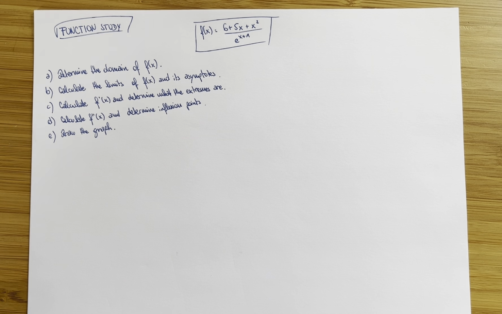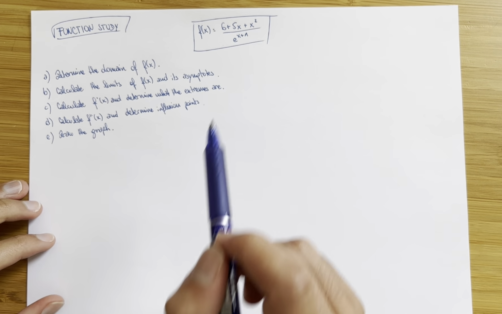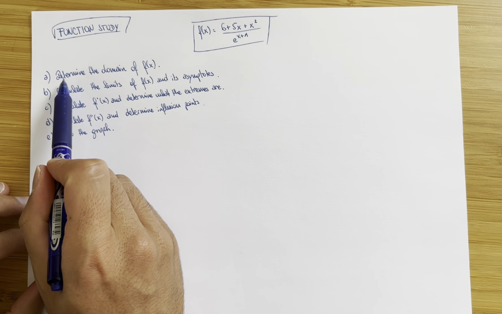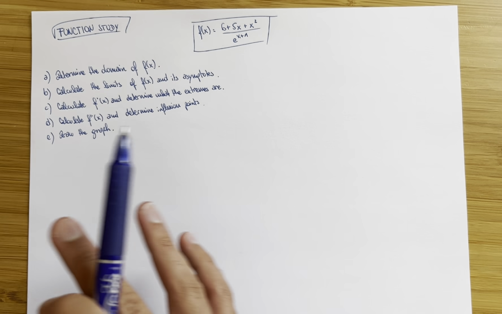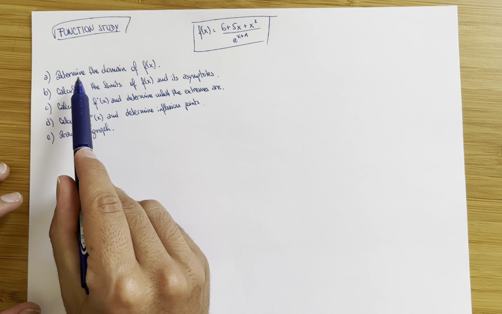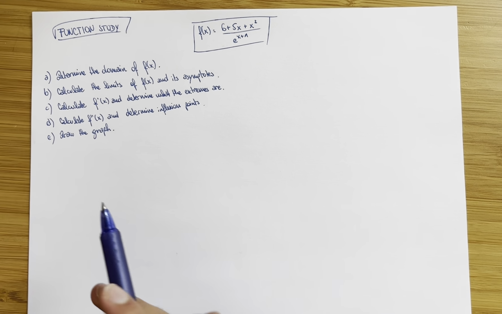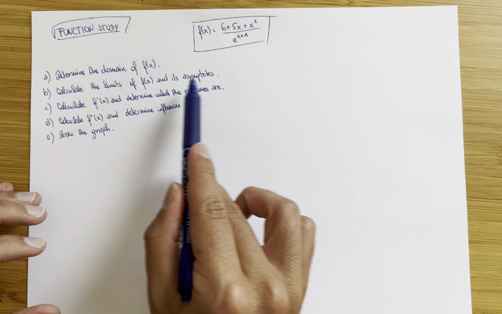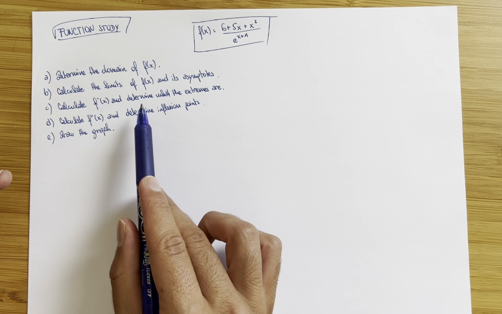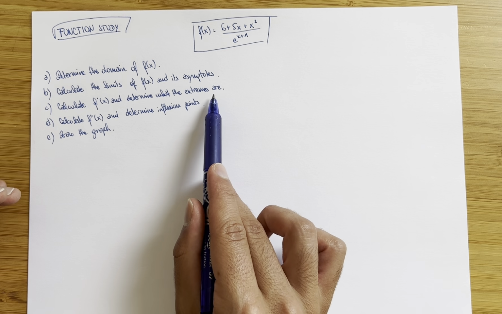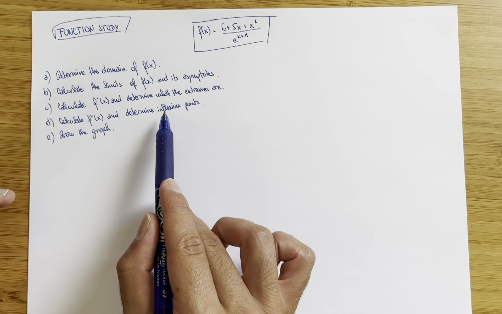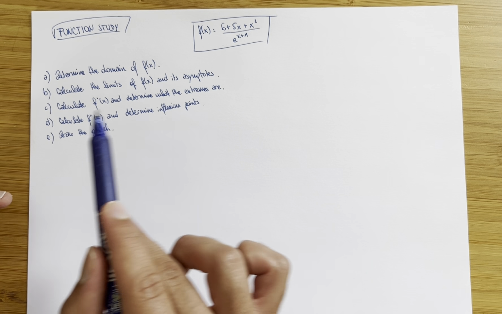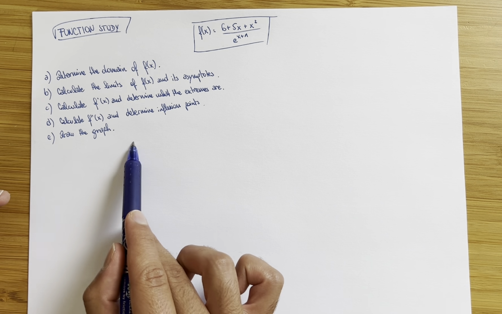Hello everyone, so today we're going to see how to study a function. In this case, I've chosen this example, and I also chose all the important parts that you have to understand about a function in order to properly study it. So first you have to determine the domain of the function, then calculate the limits of the function and its asymptotes, then calculate the first derivative, determine what the extremes are, like minimum or maximums, and then calculate the second derivative and determine its inflection points. And at that point, you will be able to draw that graph.